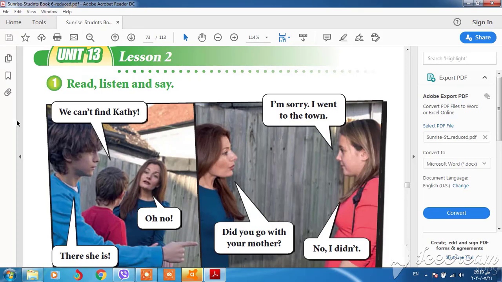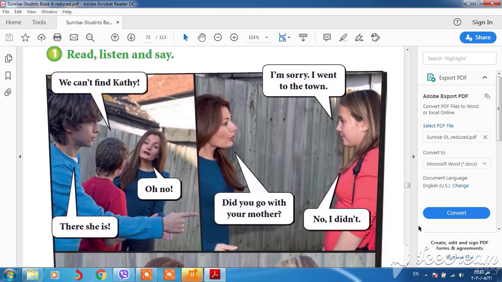Okay, for example, he says, we can't find Kathy. We can't find Kathy. Oh no, there she is. Okay, I'm sorry, I went to the town. This means that it is past simple. If we make it negative, it will be: I didn't go to the town. We can't put two past verbs together in one sentence.